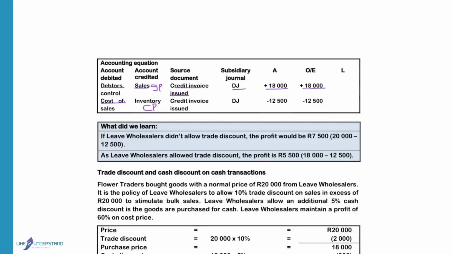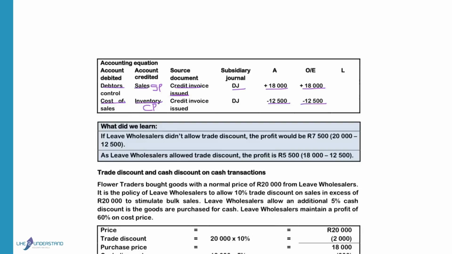Cost of sales is debited because expenses increase on the debit side. Expenses decrease profit, so the equity will decrease. Inventory is credited to reduce assets with 12,500.